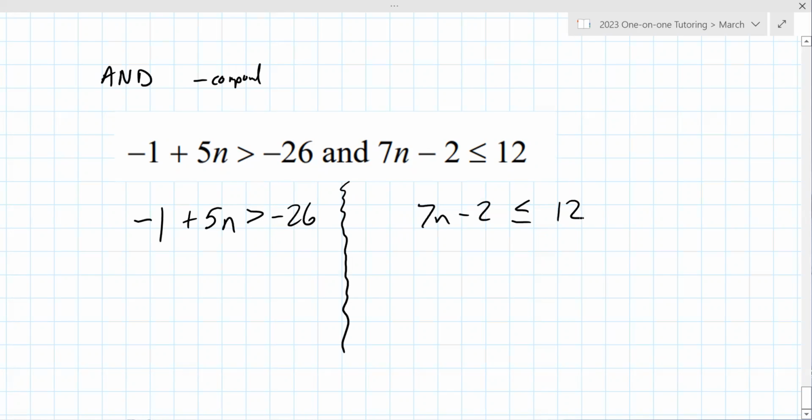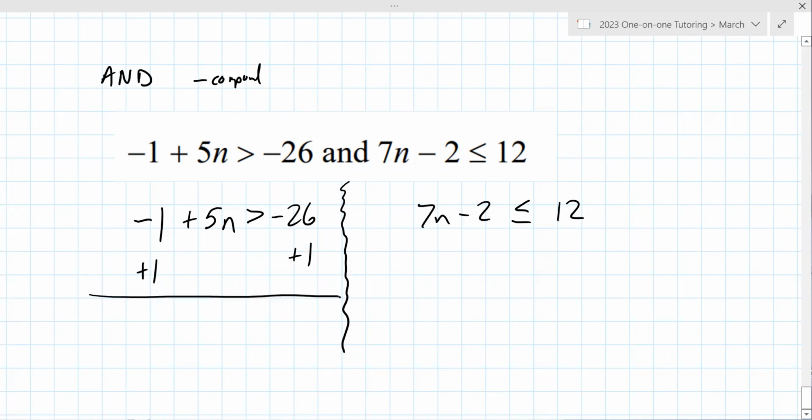Okay. So go ahead and solve the one on the left for me, please, and let me know what you come up with. I don't know what to do first. All right, how about let's just add one to both sides.